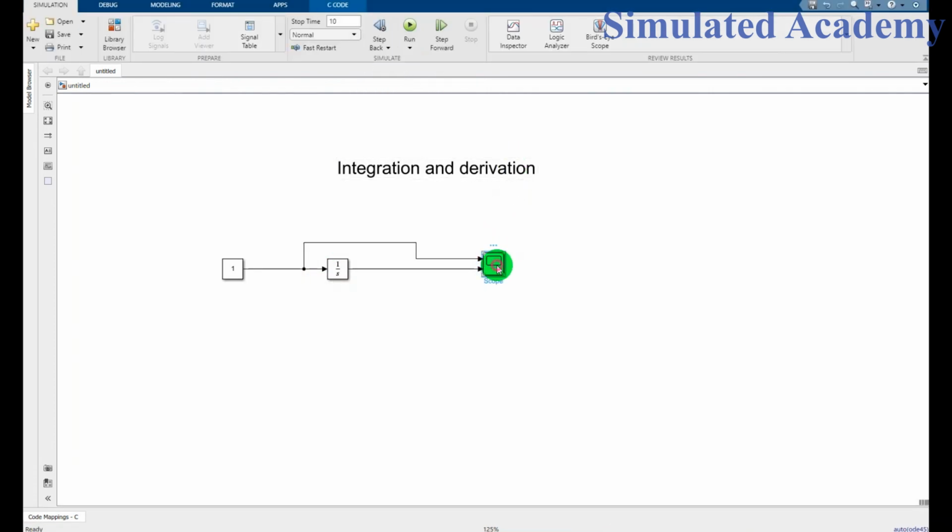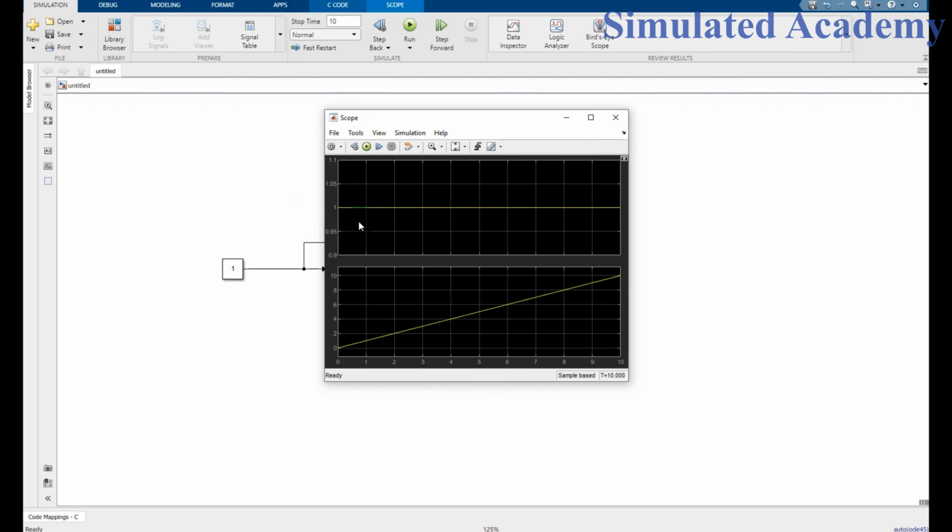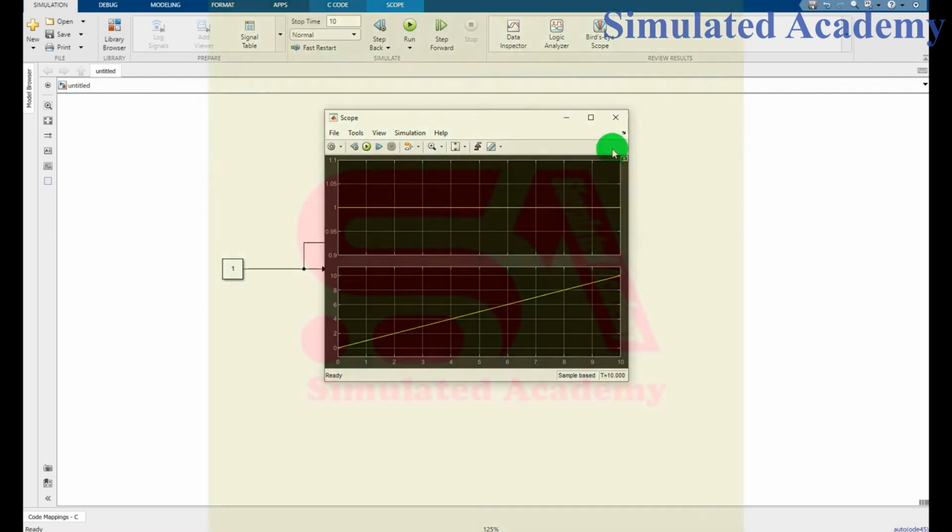Simulate. This is my constant value 1, and this is the integration. The integration of 1 is t, so it gives me a slope of 1, right?